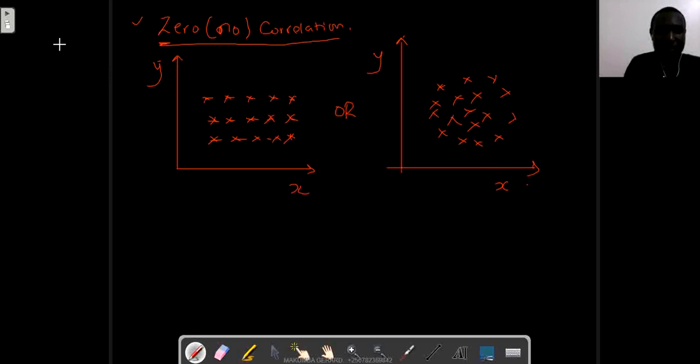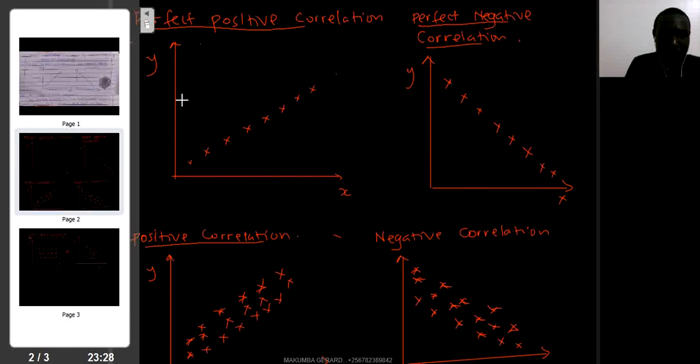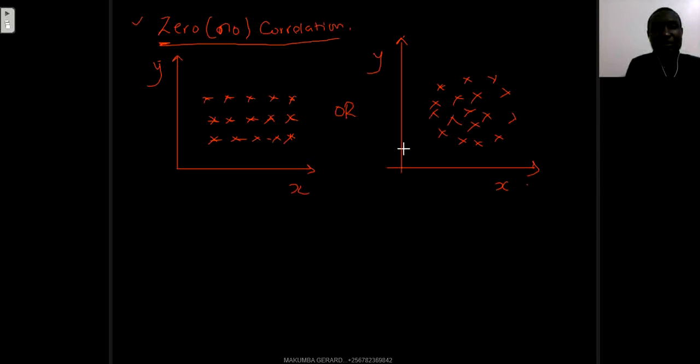Okay, so this is about the scatter diagram. Scatter diagrams are going to be of these five types. When we plot our scatter diagrams, we can come up with a perfect positive or perfect negative correlation, or a positive correlation, or a negative correlation, or a zero correlation.